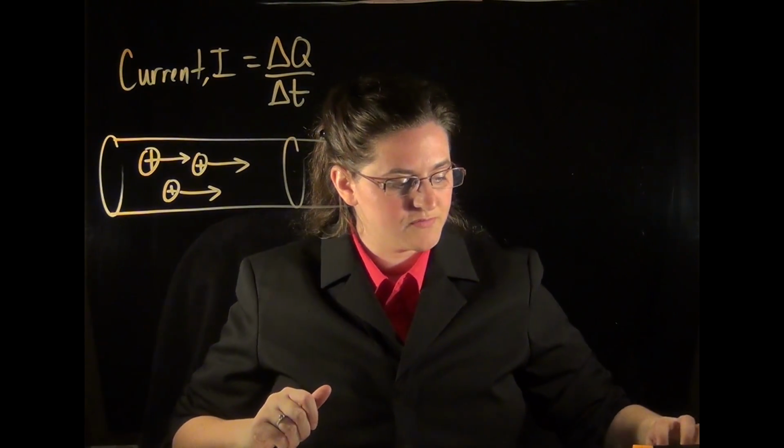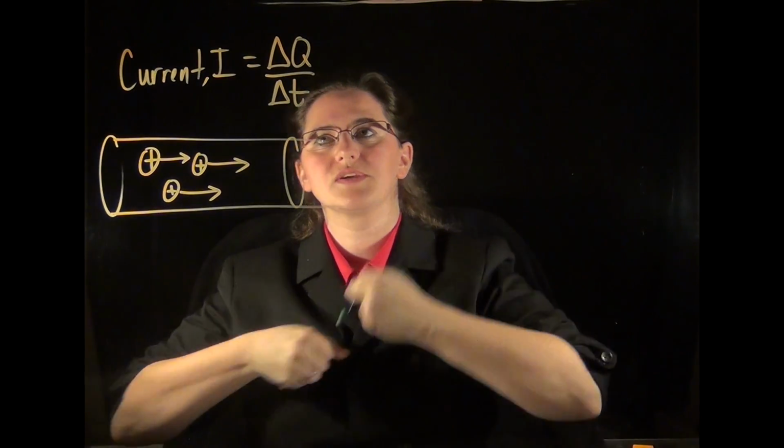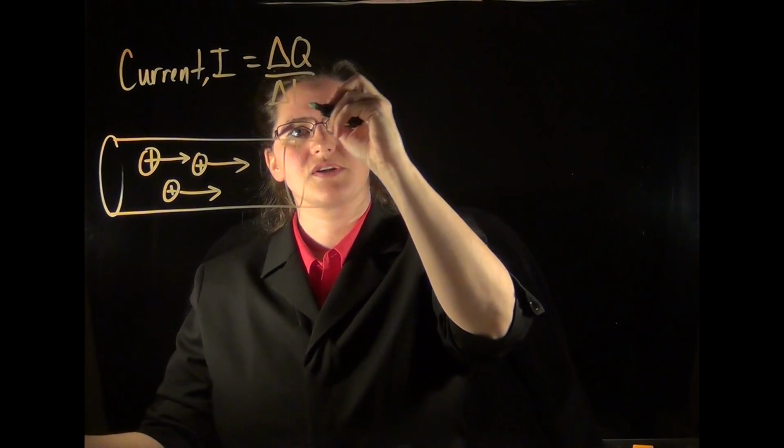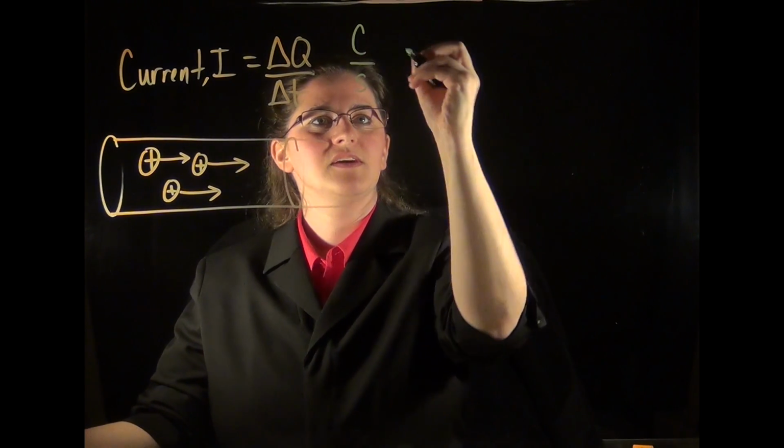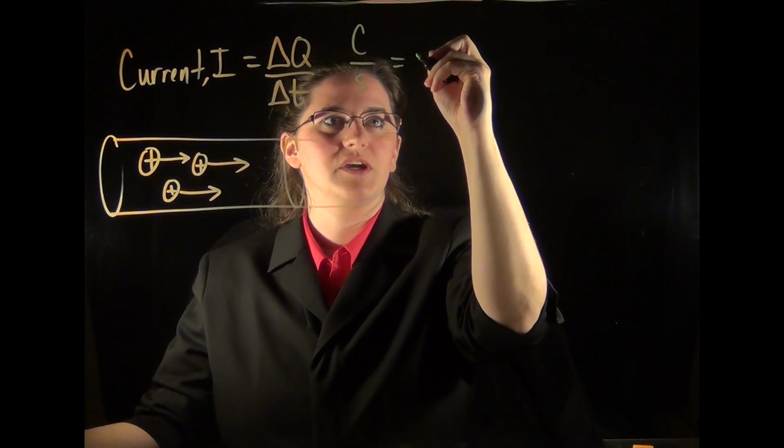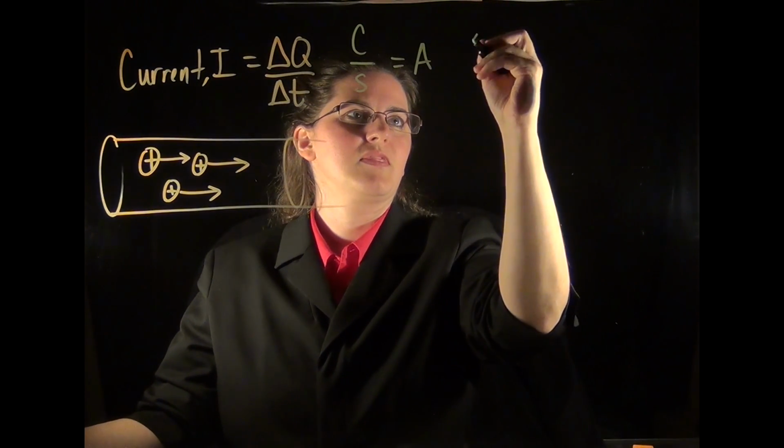Now, the units of current, notice this is coulombs per second. So a coulomb per second is equal to what we're going to call an ampere, A.